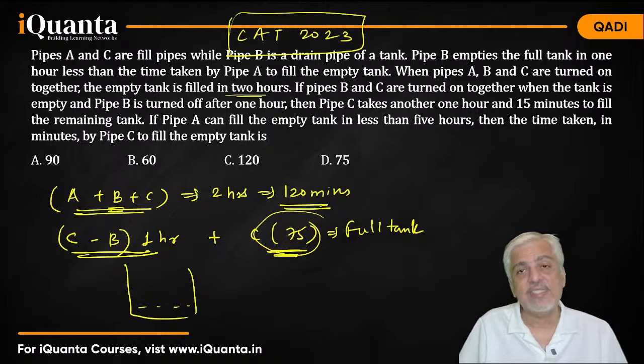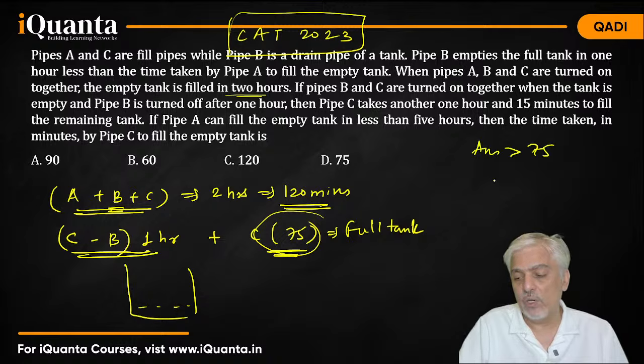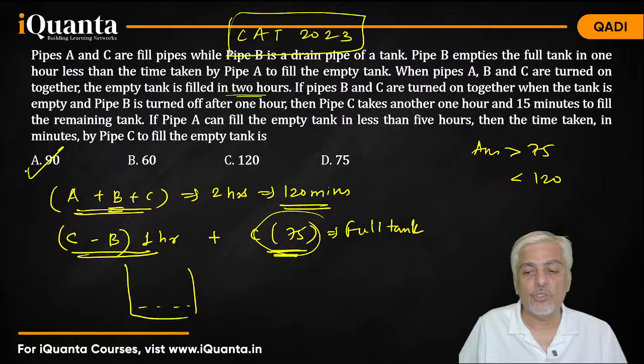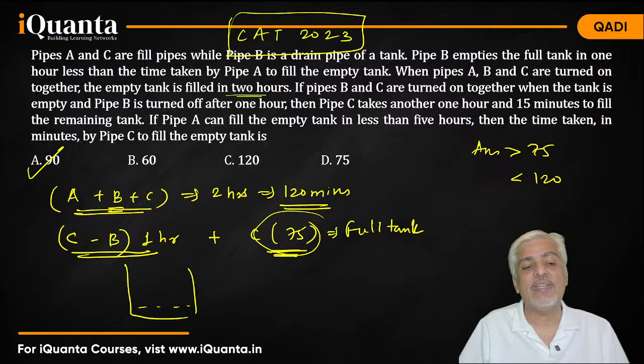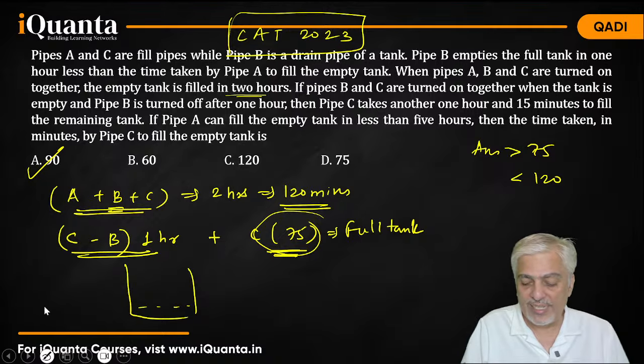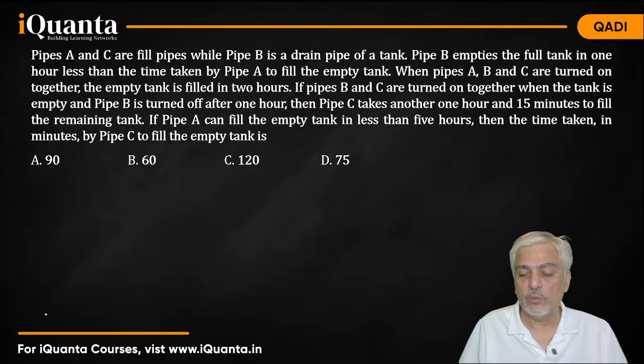So hence the important part was that the answer had to be more than 75 or less than 120, and that is a chance in an exam situation which you can take and you can get the answer as 90. Obviously you can solve this question by the longer approach, make equations and everything. So if you want, we can at least make the equations for you all and show you the equations.